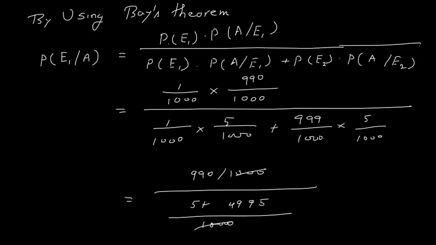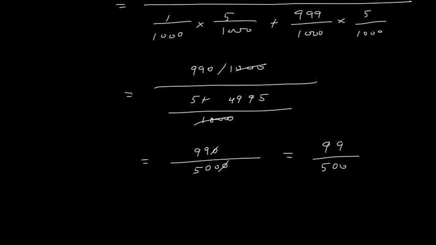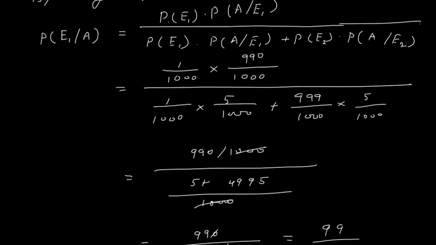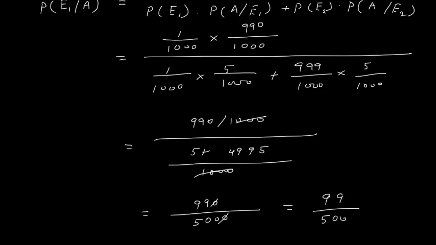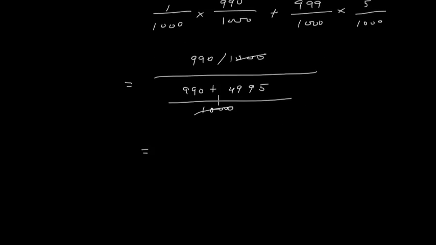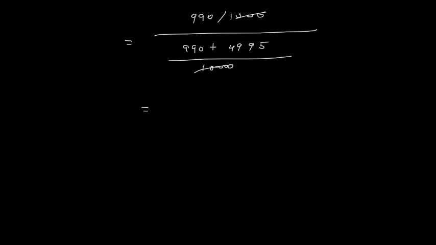A by E1. Okay, A by E1. See, here we have made a mistake. A by E1 is what? A by E1 is 990 divided by 1000. So here in place of 5 we should write 990. So when we add 990, what we will get? We will get numerator as 990 and our denominator will be 5.